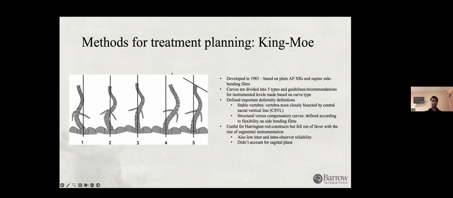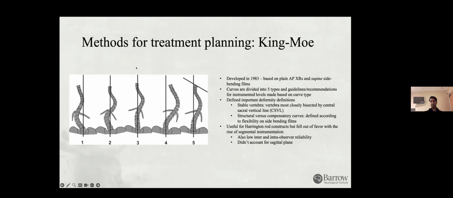So the first one is stable vertebra, and this is the vertebra that's most closely bisected by the CSVL. Now, I'll get more into what the CSVL means. It's a central sacral vertical line. I'll explain in the coming slides exactly how to draw that. But basically, if you draw this line, as you can see on every single one of these, 1 through 5, it's that line going up and down. It's the vertebra that is most closely bisected by that line. Those are considered stable vertebra.